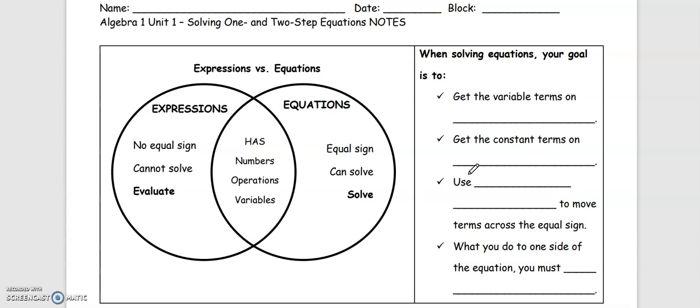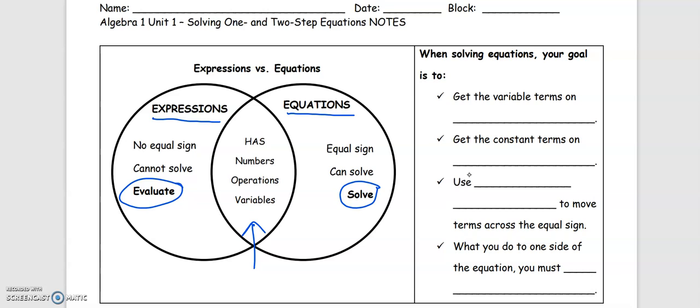So here we're characterizing our expressions in this circle and equations in this one. Expressions, if you remember, have no equal sign. They cannot be solved. We use the word evaluate when we're working on problems that are expressions. Evaluate, use the order of operations. Equations have equal signs. They can be solved, and the directions for those will be go ahead and solve them. In the center, we have some characteristics that they both share. They both have numbers, operations, and variables.